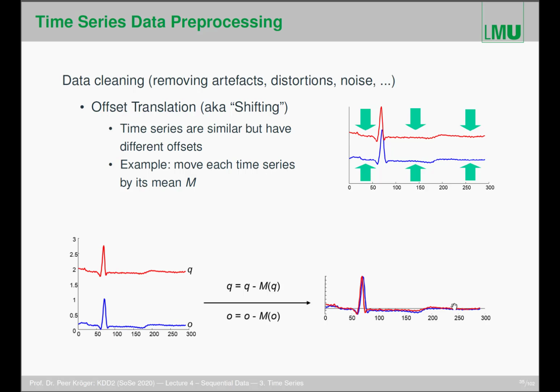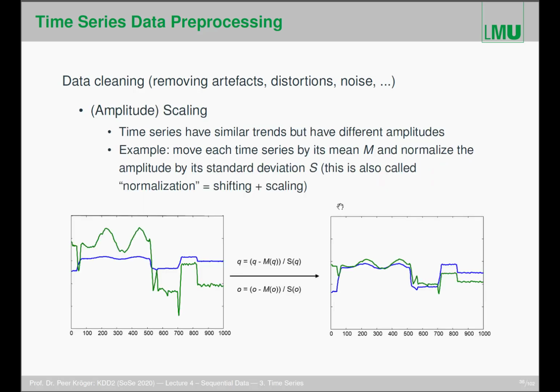Once again, if you think in your application it makes sense to do that, then you can get rid of these different offsets and see that those two time series are very similar. And now, for example, if you apply something like the Euclidean distance, the Euclidean distance is much smaller here than here, obviously. That was offset translation.